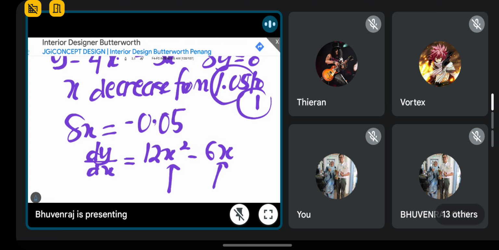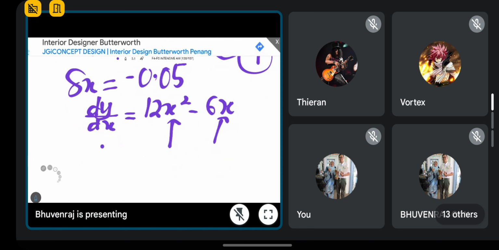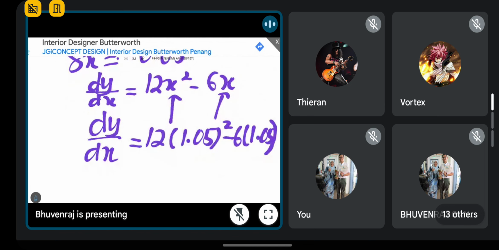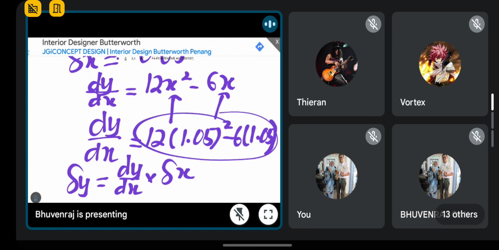I think 1.05. Yeah, the original value, correct. Okay, correct. So you should get dy over dx is 12 times 1.05 squared minus 6 times 1.05. So now you just have to calculate the delta y only lah. Cuba kira delta y kamu. Apply the formula again. You should get delta y is dy over dx times delta x. So you sub this one, whole thing inside here, and this one inside here. You count, you get the answer.